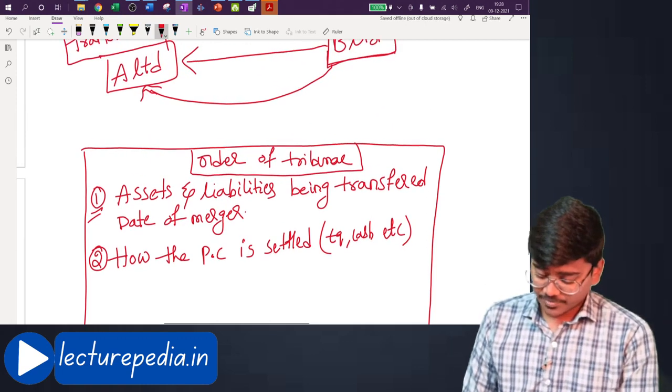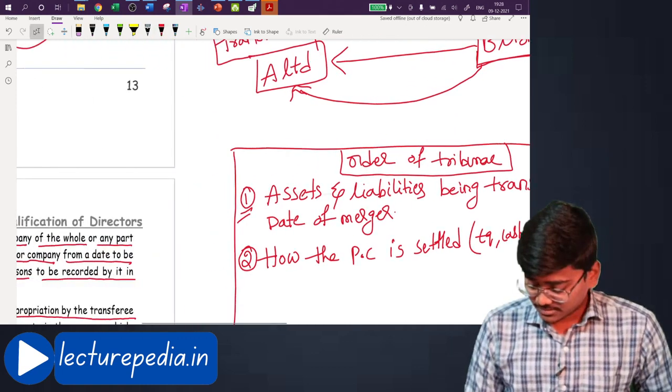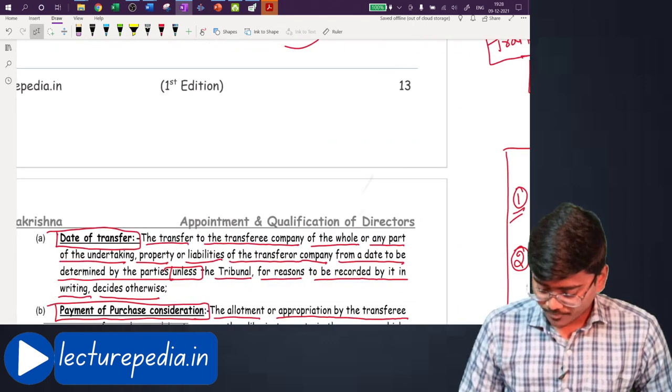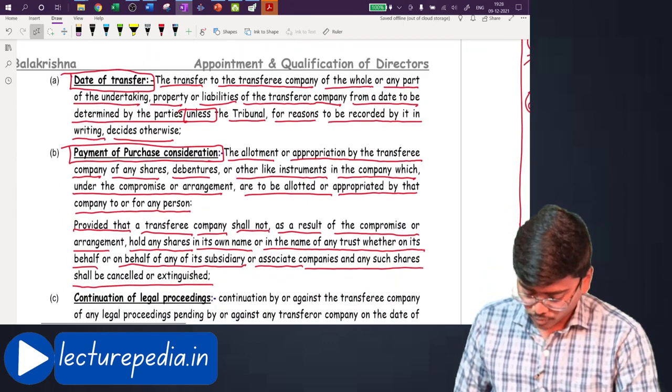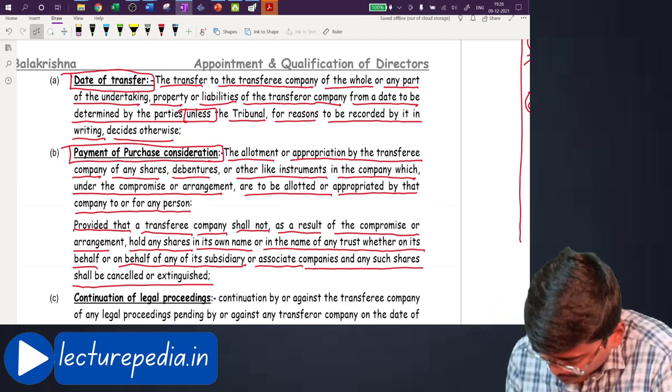And further, in the proviso, see here the proviso, it said something about cancellation, it should not own. What is that point? Let us read it once again.